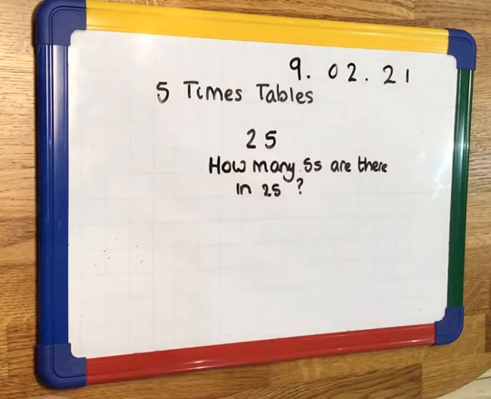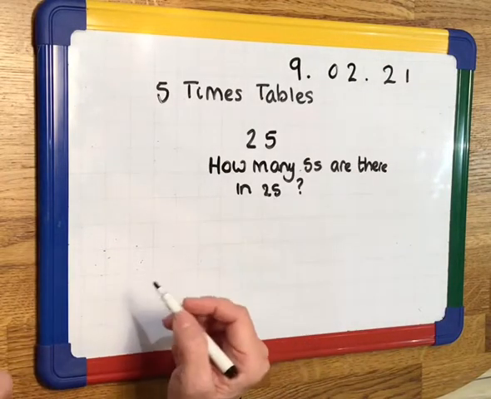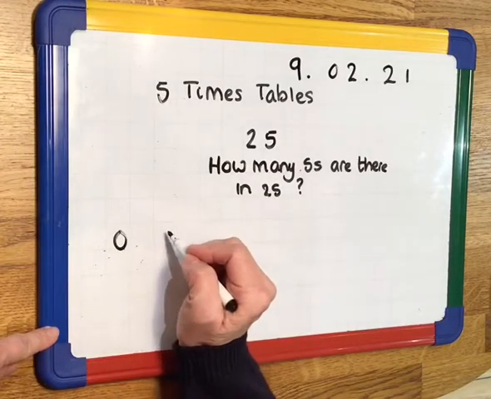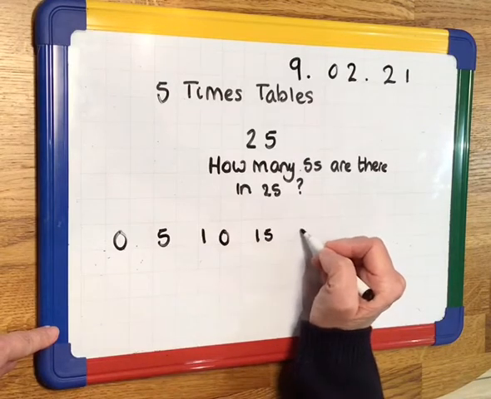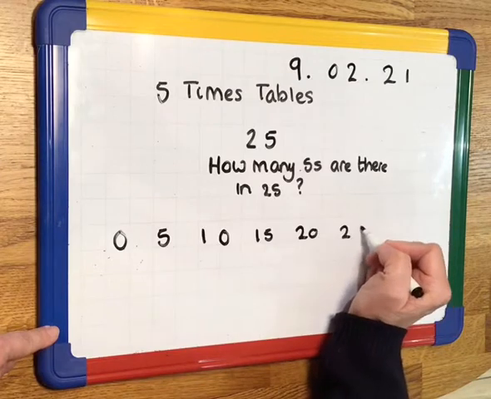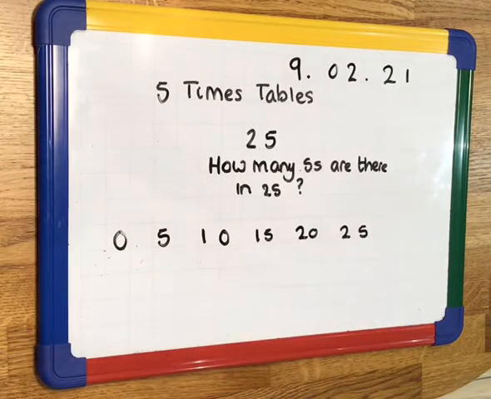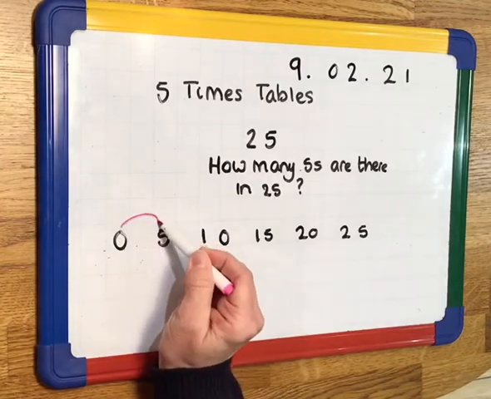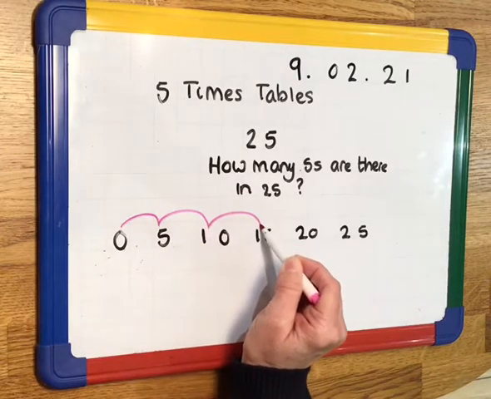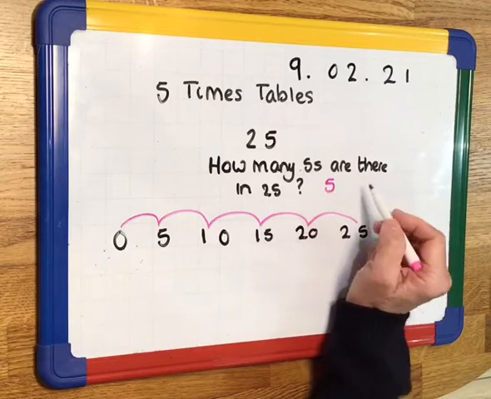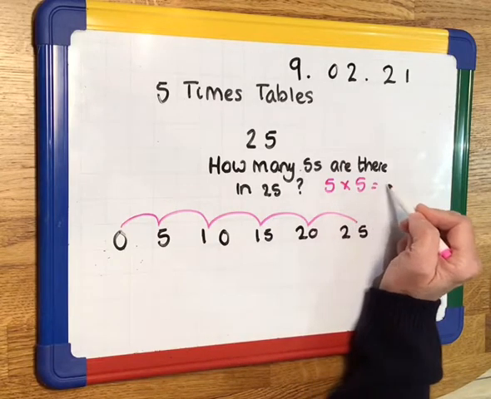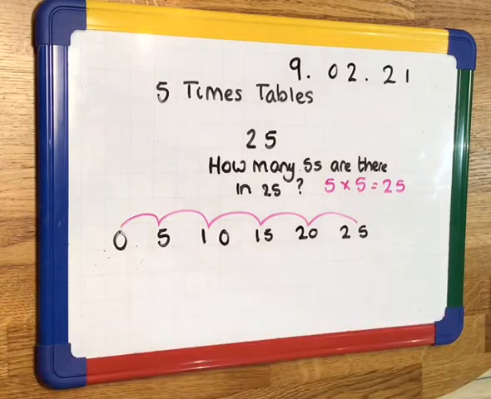Now I could also do this on a number line. So I could write my numbers from 0 up to 25 and see how many jumps I make to get up to 25. Let's see. 1, 2, 3, 4, 5. So whichever way I do it, there are 5 5s in 25. There's a similar example in the PDF file I'd like you to have a look at. It's about how many £5 notes make up £45.